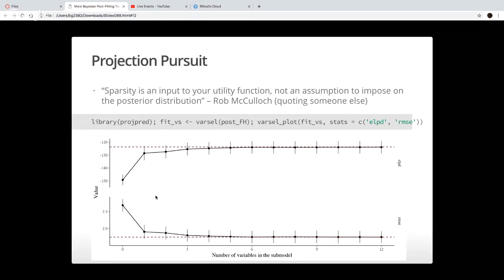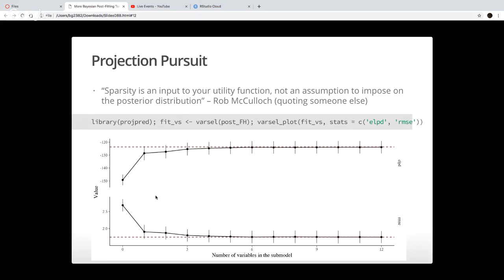But anyway, he said, and I think this is more or less an exact quote, that sparsity, which is to say a lot of the coefficients being 0, is an input to your utility function over models, not an assumption to impose on the models a priori or on a posterior distribution. And that's in contrast to the way that the lasso people and stuff like that do it, which is to sort of constrain their optimization problem so that you tend to get these exact zeros.